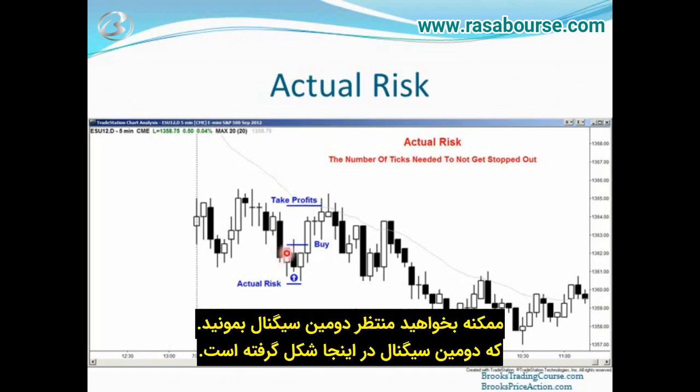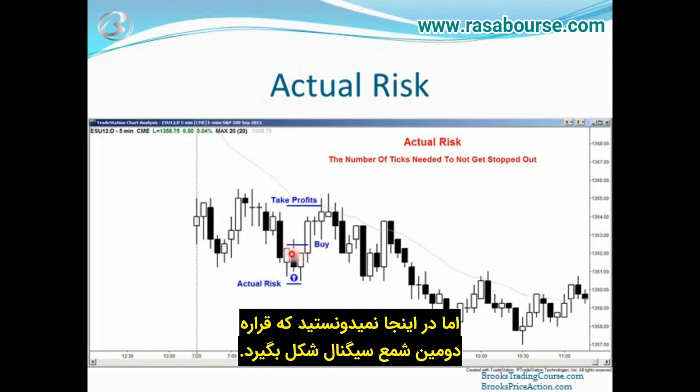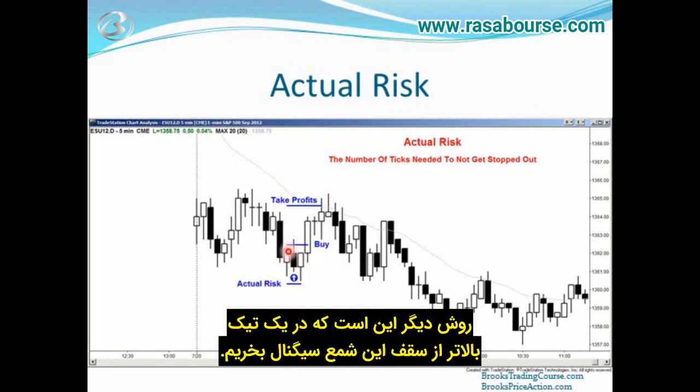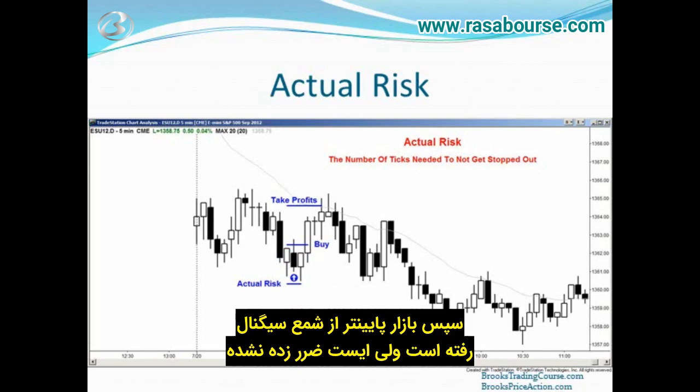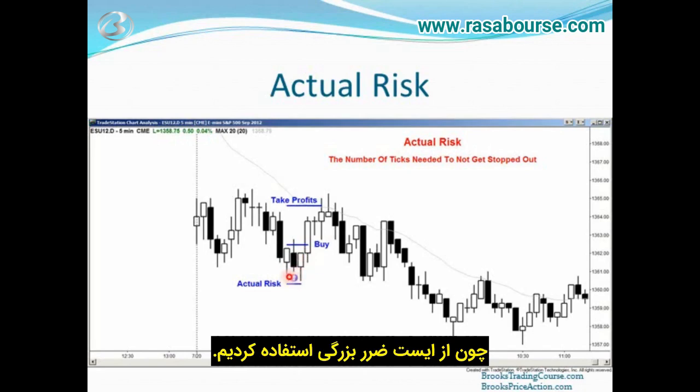You might decide to wait for a second signal, and in fact you would have gotten one here, but at this moment you would not know that. Alternatively, you could simply buy 1 tick above the high of this signal bar and use a wide stop, maybe a measured move down here. And if you did, you would not have been stopped out when the market went below your original signal bar.